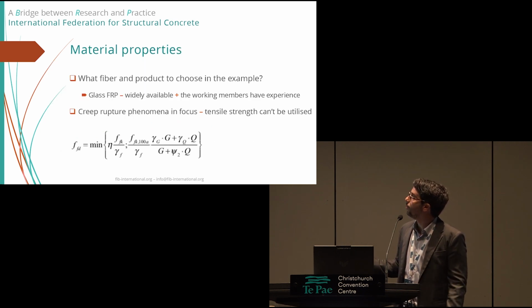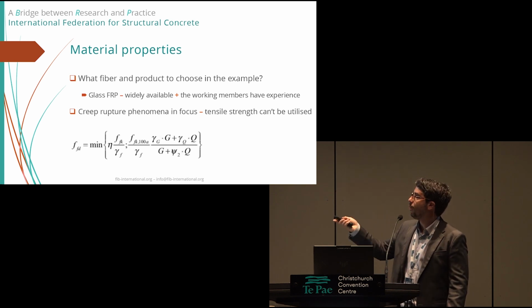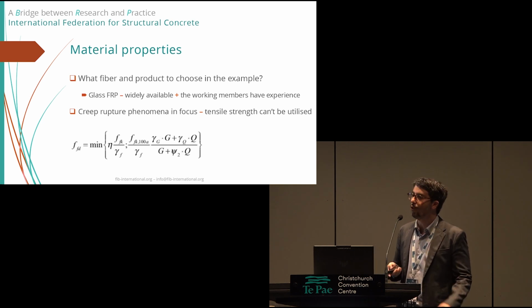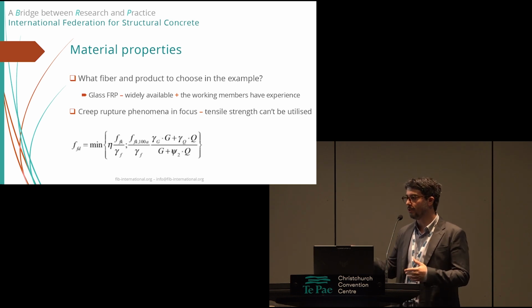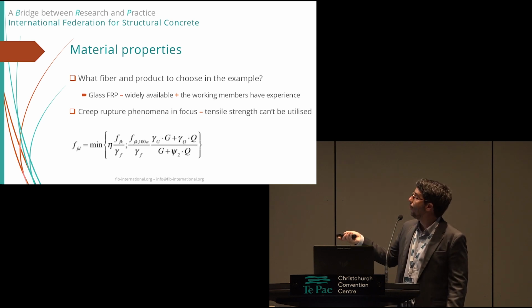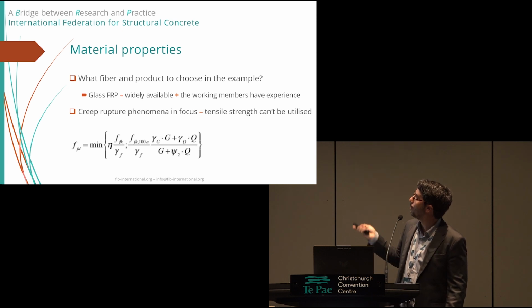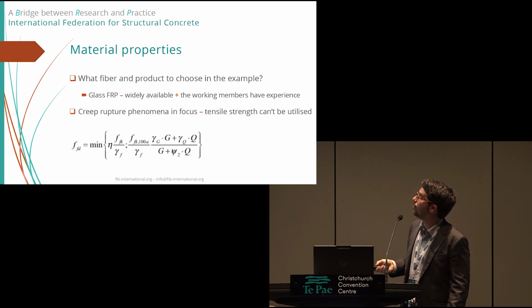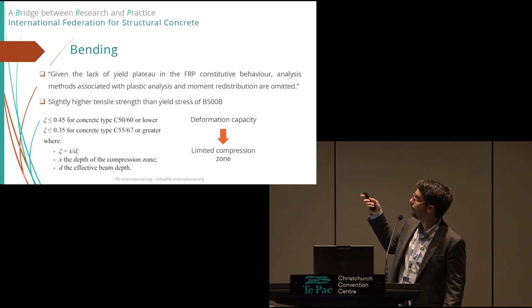Which fiber reinforcement product they are going to use for the example, that is the discussion that they are having. They will probably use glass FRP, which is widely available, and most of the working members have experience in it. So maybe we need some more contributions in the future about other types of reinforcement. So they want to focus on the creep phenomenon, where tensile strength can be utilized, and also, as Professor Balázs just mentioned, the lack of a yielding plateau on FRP, the constitutive behavior.